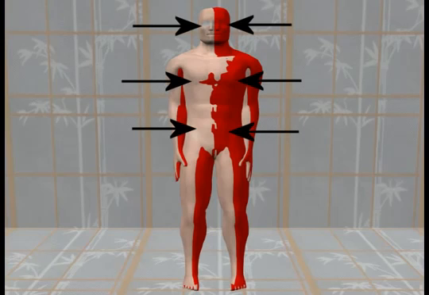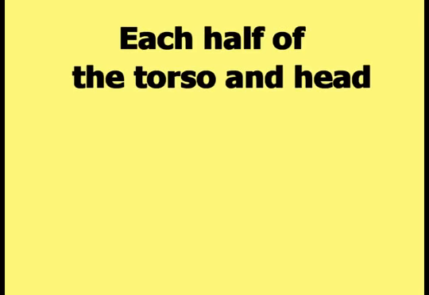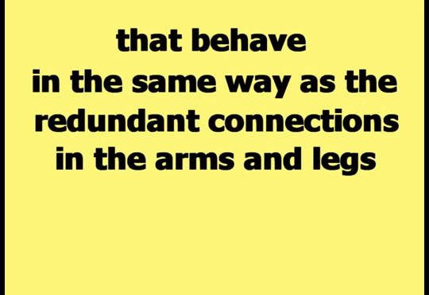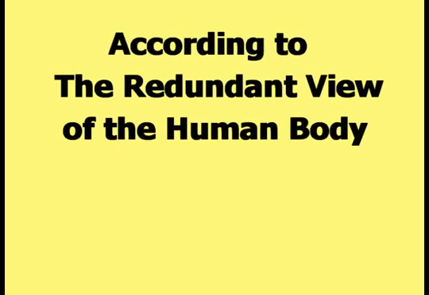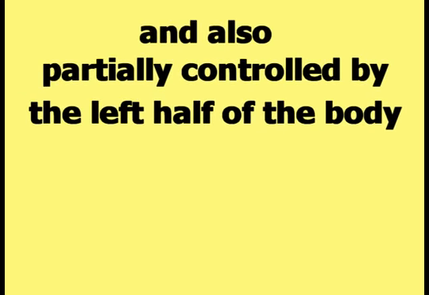Both halves of the torso and the head are either solid red or solid flesh colored. That solid color makes it appear that each half of the head and torso are completely separate from each other. That is not true. Each half of the torso and head have redundant connections to the opposite half of the torso or head that behave in the same way as the redundant connections in the arms and legs. For example, according to the redundant view of the human body, each eye is partially controlled by the right half of the body and also partially controlled by the left half of the body.